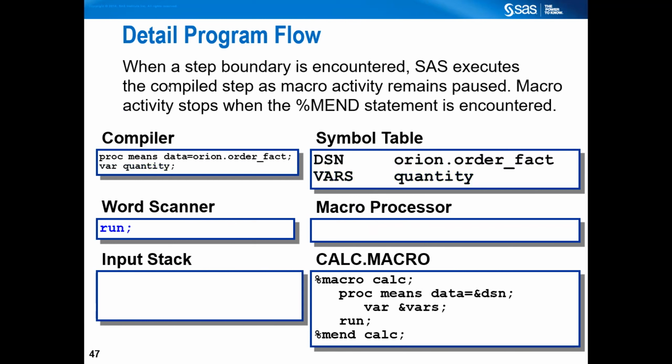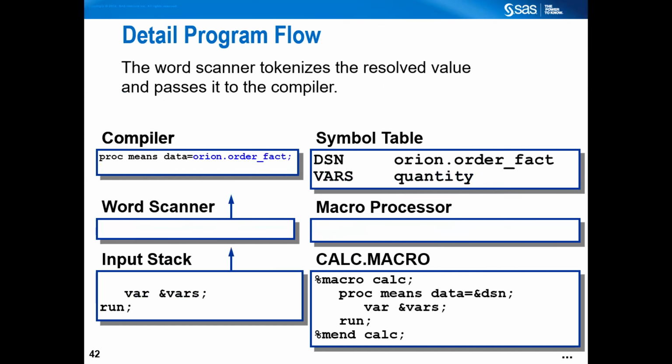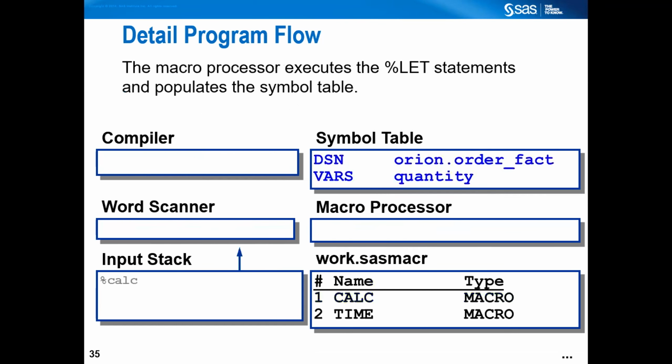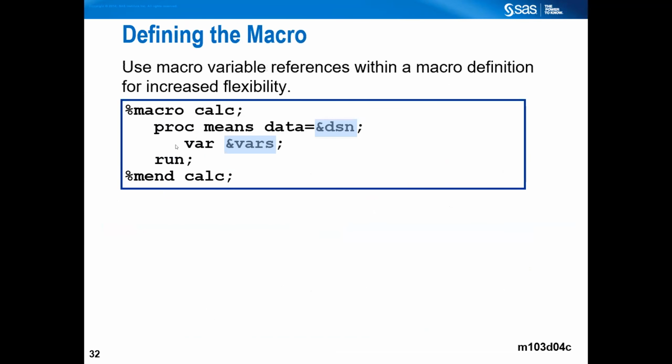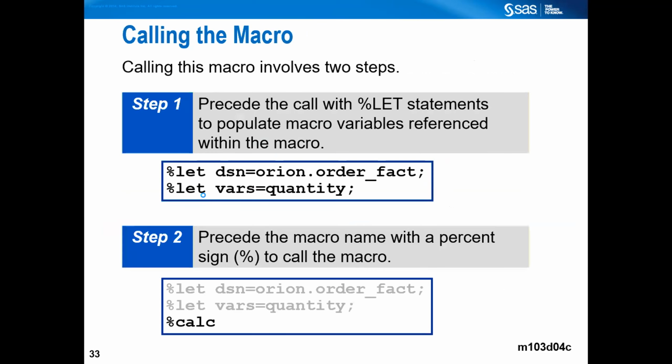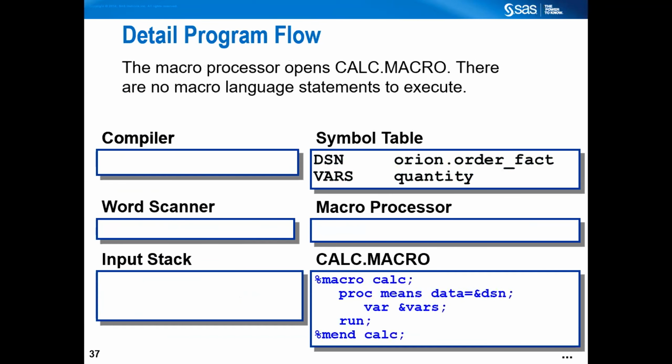So run comes. When a step boundary is encountered, SAS executes the compiled step as macro activity remains paused. Macro activity means this %calc. Correct? So macro activity stops when the %mend statement is encountered. Why? Because what is %calc? It's actually a macro program. And what is your macro program? It's actually the whole thing compiled within this macro. That is this. Correct? Are you getting it? So this is how it processes.